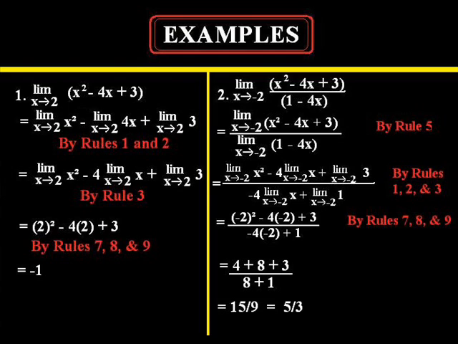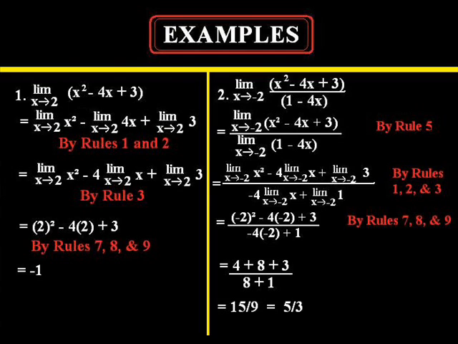From here, using rules 7, 8, and 9, we get 2 squared minus 4 times 2 plus 3. And the answer for the limit as x approaches 2 of x squared minus 4x plus 3 is equal to -1.